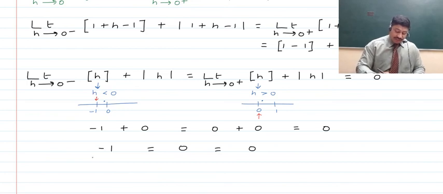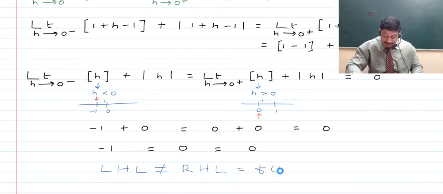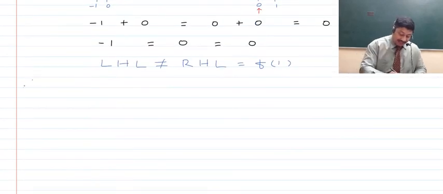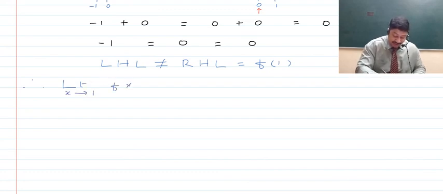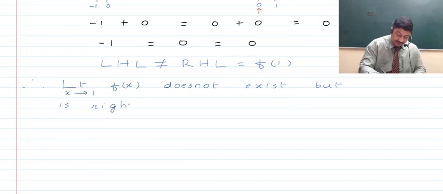Or in other words, we can further say that the left hand limit is not equal to the right hand limit, which further is equal to the value of the function at 1. So thus you can say that limit x tends to 1 f of x does not exist but is right continuous.